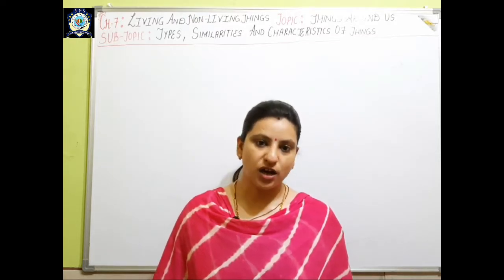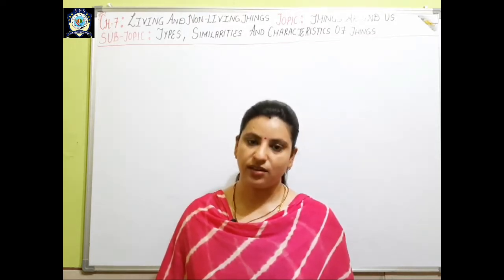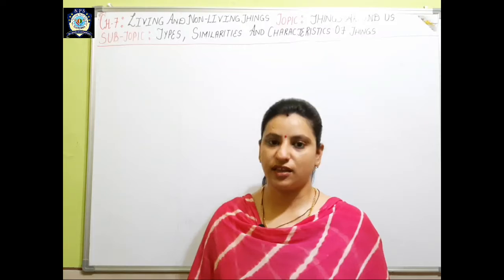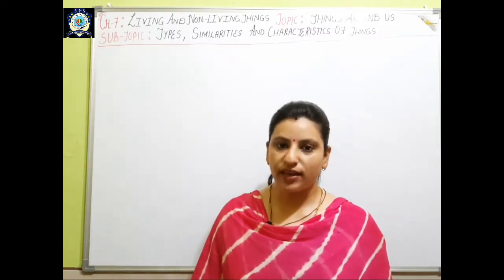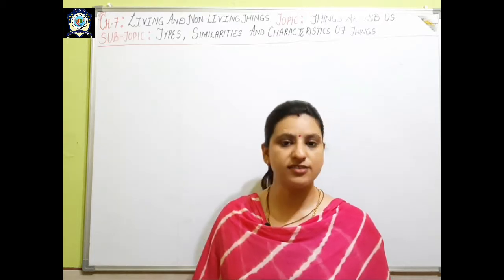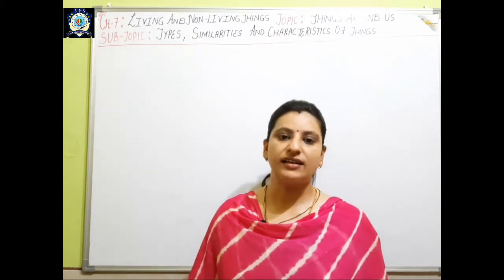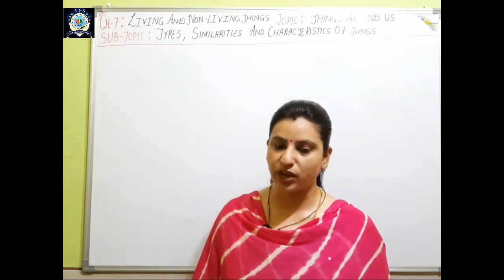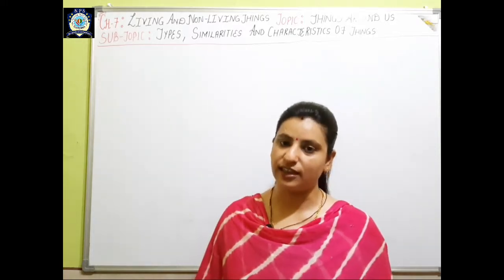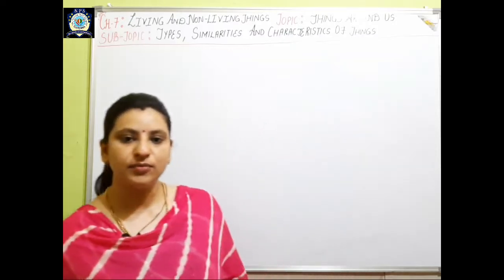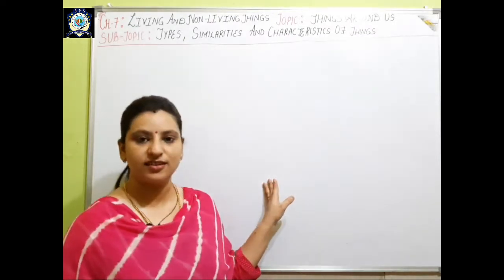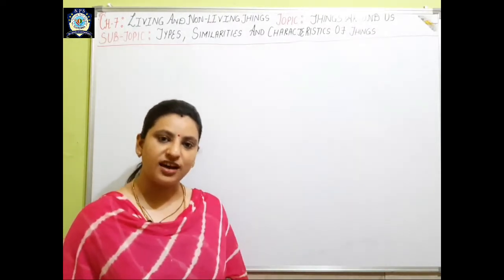New chapter we will do now, chapter number 7, that is living and non-living things. In this chapter, the main topic, living things or the things around us, we will discuss, and under this topic the subtopic which we are going to cover for today is types, similarities and some characteristics of the things. So without much delay, let's start.